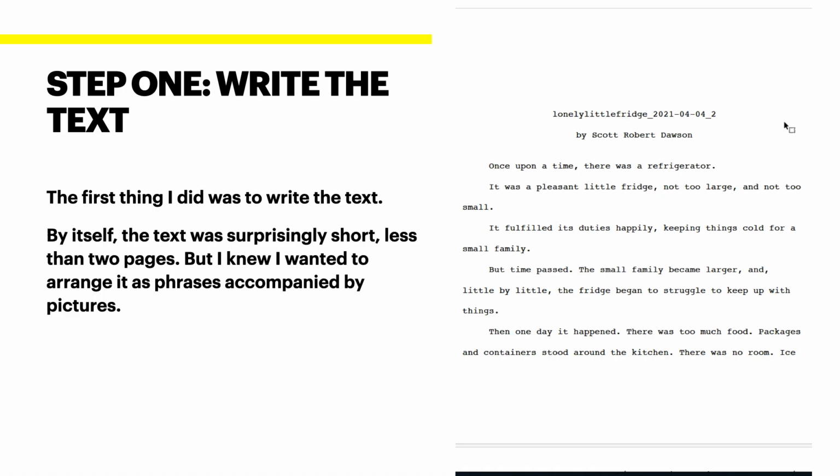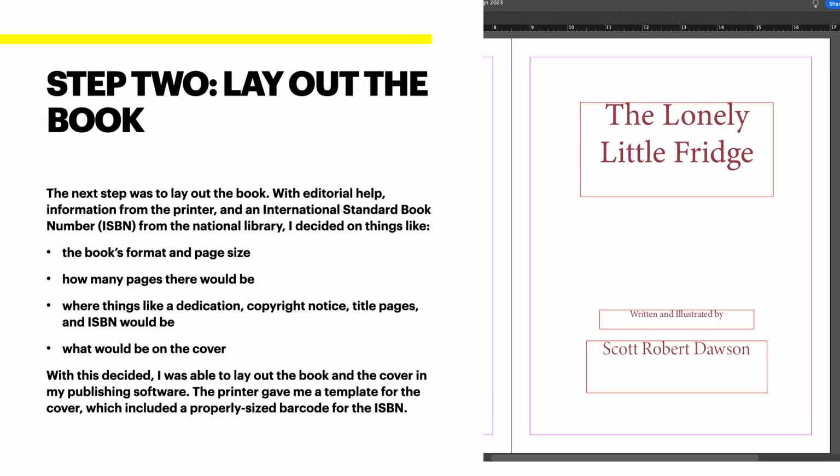The first thing I did was write the text, and there wasn't very much of it. It was less than 2 pages long, but it's still text that stands by itself. Then I worked with an editor and a printer to get information on the size and format of the book. And I also contacted the National Library to get an ISBN. And then I was able to lay out the size of the page and everything on my computer.